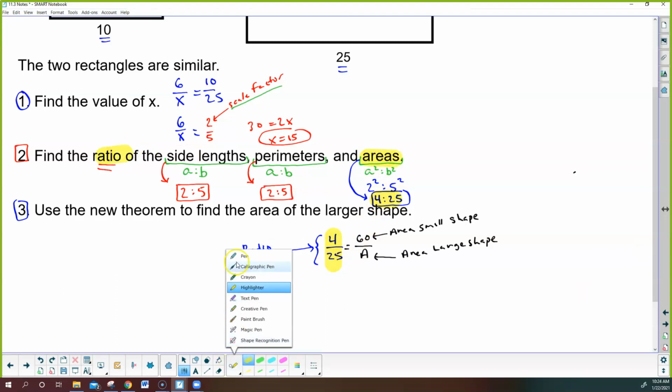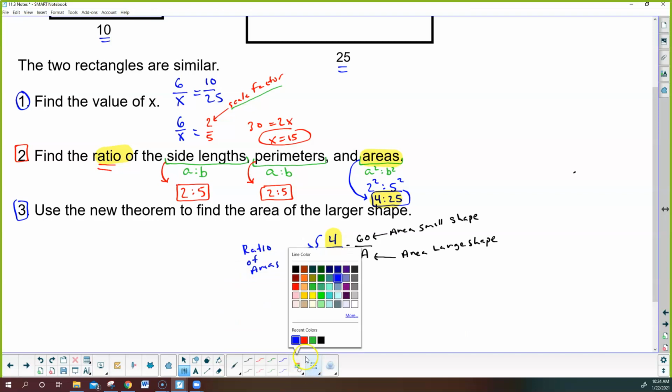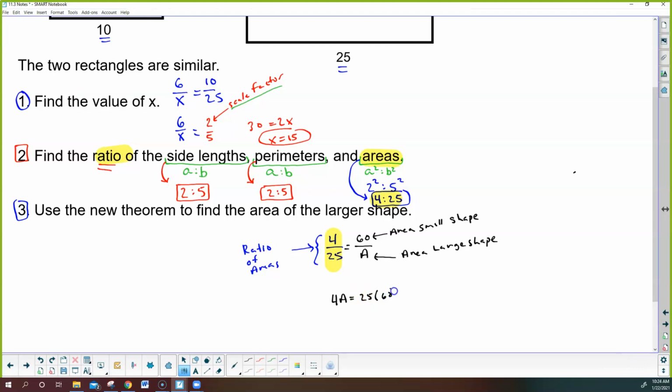So all it is, is another cross multiplication problem. Nothing super special. The numbers are a little bit bigger. Right? 4 times A, and then 25 times 60, which is 1,500. And then divide by 4.